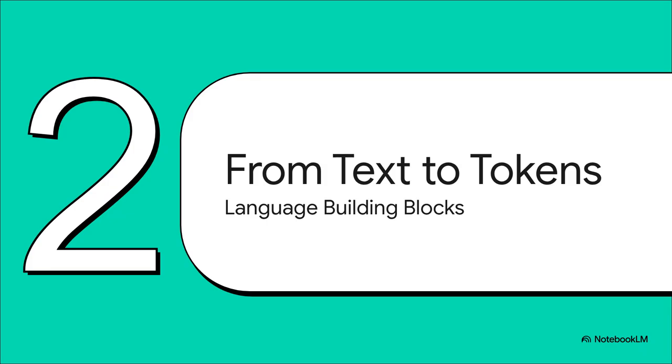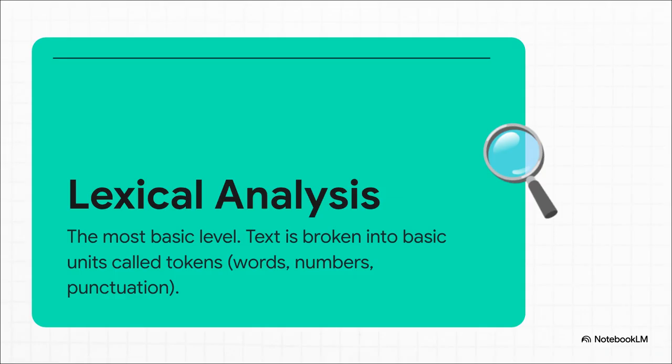The very first step, our first layer of the pyramid, is all about breaking down raw text into manageable little building blocks. This first step is called lexical analysis. So if you take a simple sentence, the cat sat on the mat, this process just chops it up. It creates a list of what we call tokens. The, cat, sat, on, the, mat, and even the period. It sounds super basic, right? But it's an absolutely crucial first step.